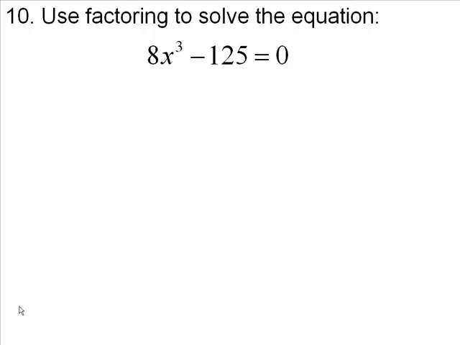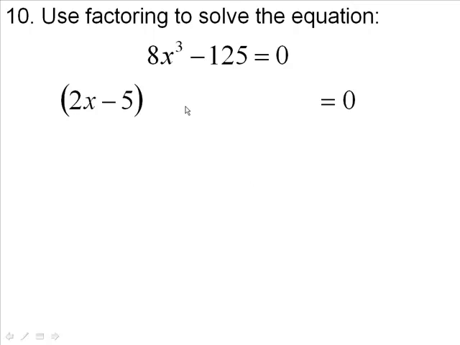Number 10. Use factoring to solve the equation. Well, in 308 we learned how to factor the difference of two cubes. We know that the cube root of this is 2x and the cube root of this is 5. And remember what the equation was for this, for the difference of two cubes?